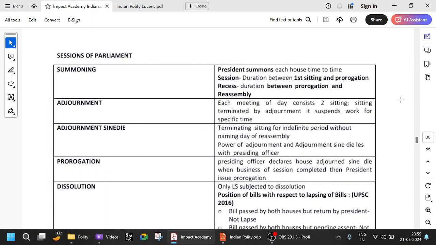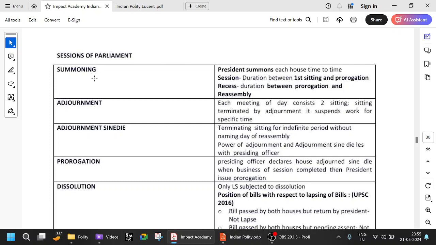So today let us continue with the polity session. In the last class we have seen some aspects of Parliament, right? Lok Sabha, Rajya Sabha and all these things we have seen. So let us look at some other aspects of the Parliament.